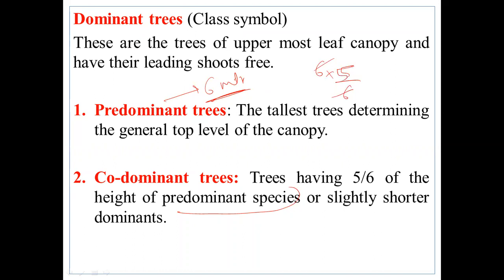Okay, this is the second highest tree. The first one is called the predominant, it's the tallest tree, and 5/6 of the predominant is called the codominant tree. Please remember, in the exam they will ask you this numerical value. The 5/6 of the predominant will be called the codominant.